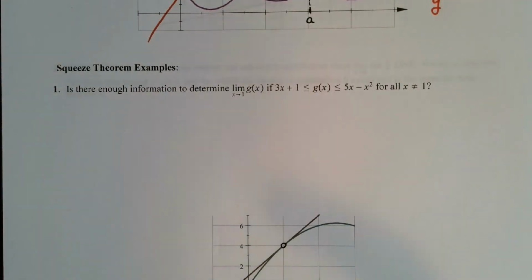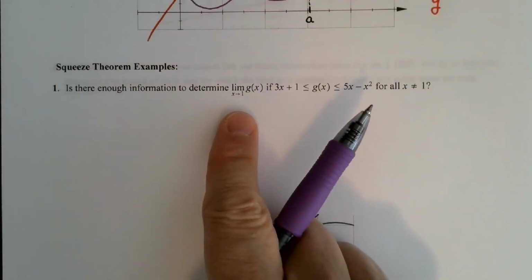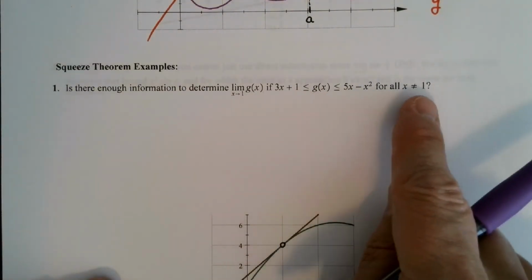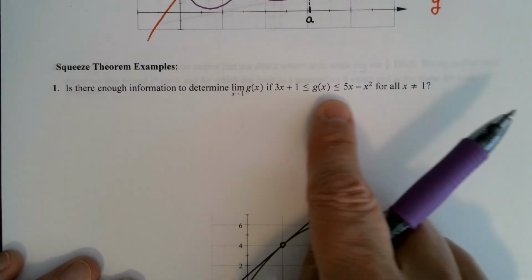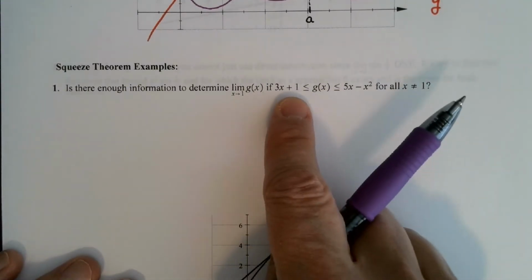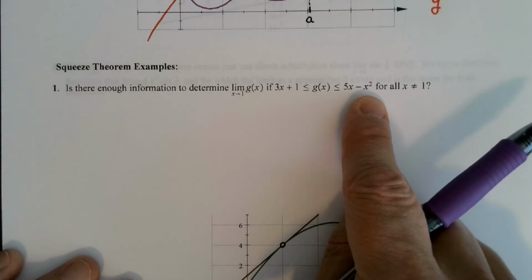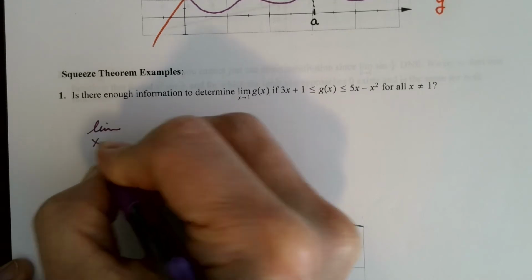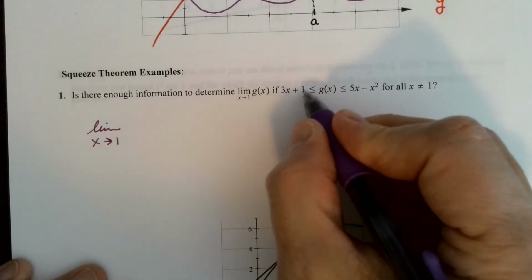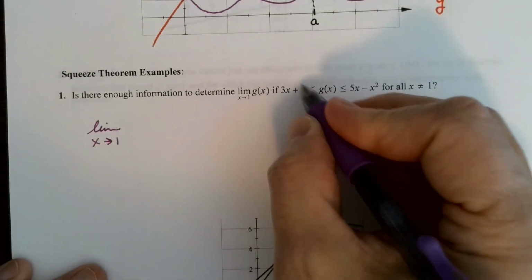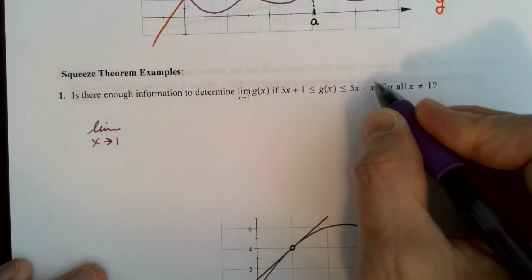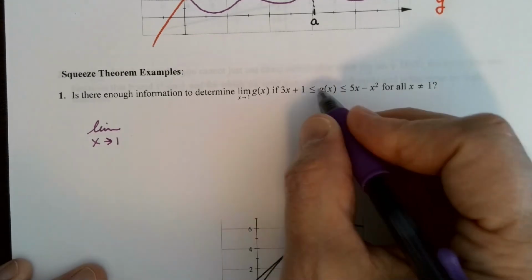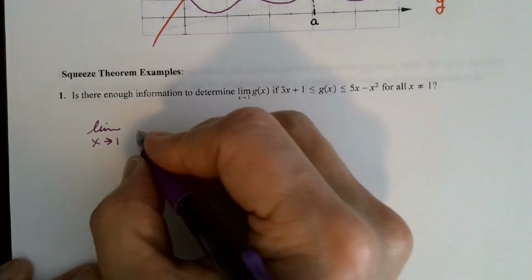Using a squeeze theorem, is there enough information to determine the limit as x approaches 1 of g of x if this relationship is true for all x not equal to 1? This is only true for x not equal to 1. I can't use x equal 1 into this to get a conclusion. But what I can do is take the limit as x approaches 1 of these sort of boundary functions. So this is kind of like my f of x function from above, 3x plus 1, and this is like my g of x function above. Of course, now the middle function is what I'm calling g of x.